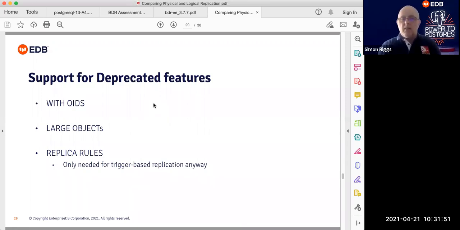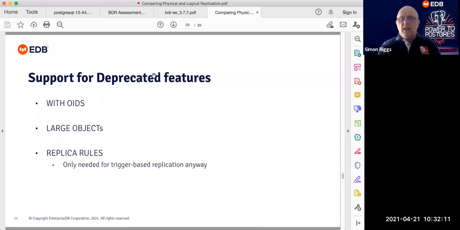So Clinton's asking, is the potential for poor performance on a standby with respect to B-tree indexes mitigated by B-tree improvements in version 12 and version 13? Not at all, no. This is a problem that still exists in version 14.